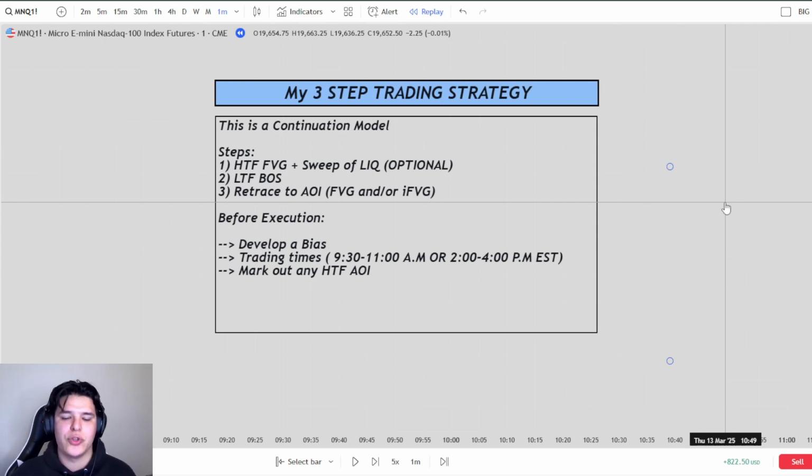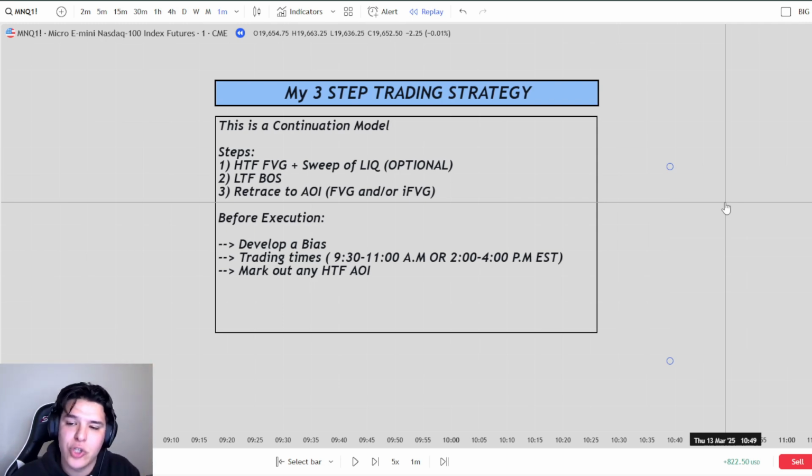And then lastly, make sure you have defined trading times. Have structure to your actual trading. I trade from 9:30 to 11 a.m. And if I'm looking to trade the afternoon session, it'll be from 2 p.m. to 4 p.m. And that'll essentially be it. So have defined trading times. With that being said, it is that simple, guys.